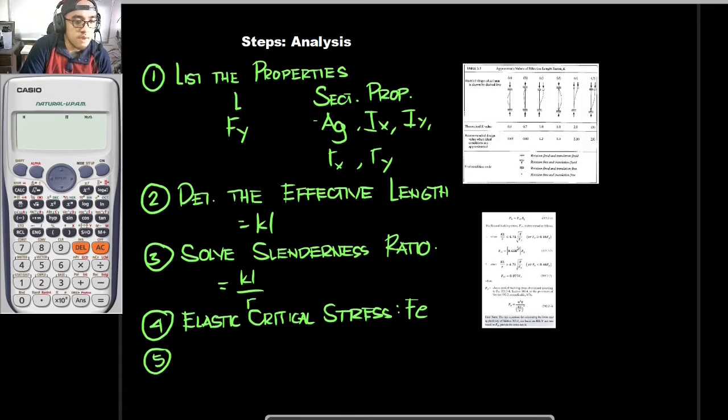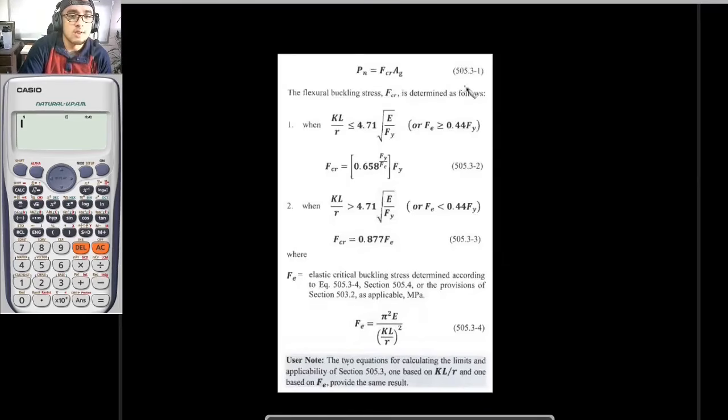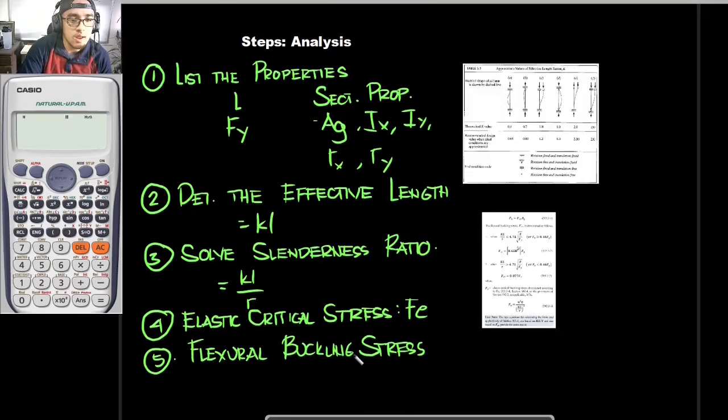Then for number 5, solve for the flexural buckling stress. So flexural buckling stress. And how can we solve for that? We would still be needing these formulas right here. So this is the page from our National Structural Code of the Philippines. And these are our formulas for FCR. So by the way, this is to be FCR. So, that is our flexural buckling stress.